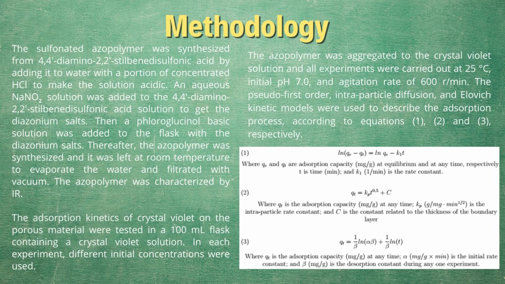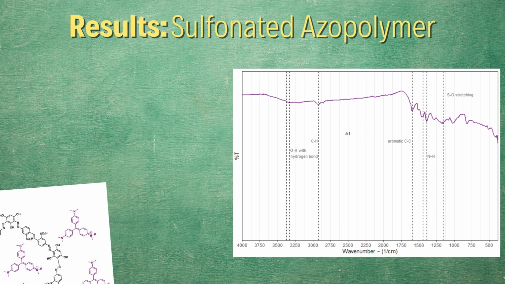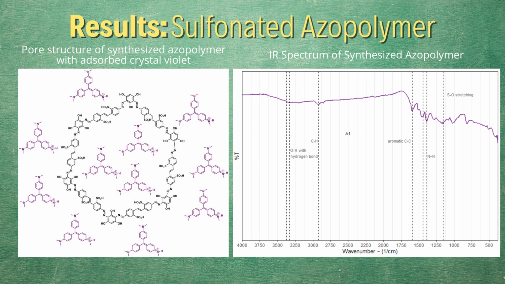Here we present the pore structure of synthesized azopolymer with adsorbed crystal violet, as well as the spectra obtained in the infrared characterization where the respective bands of the functional groups in the structure can be seen.